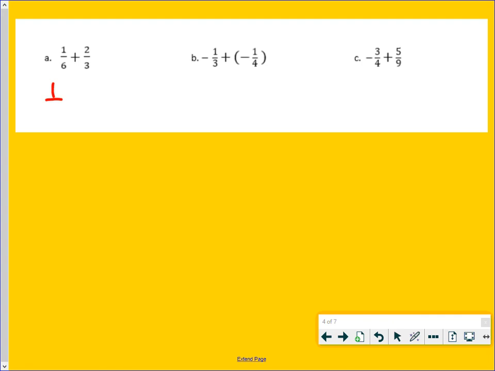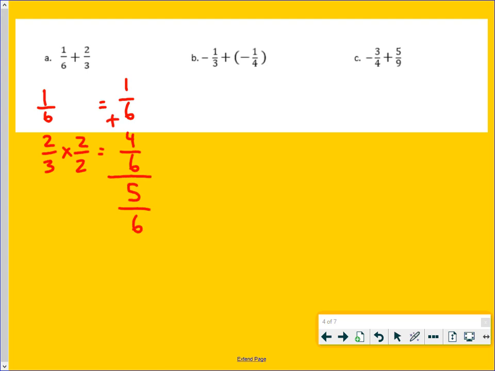So I have 1/6 plus 2/3. Actually, I'll do it vertically. So we got 1/6. We got 2/3. Our common denominator is going to be 6. So let's go ahead and rewrite these. We still have our 1/6. In this case, we have 4/6. They have the same signs. Easy one. Add the numerators. Keep the denominator, and we get 5/6.